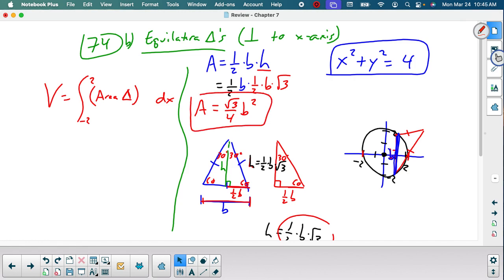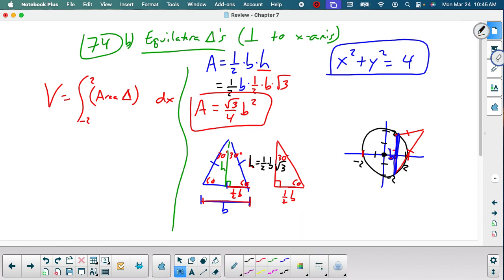So that's one triangle. Now, the last thing that I need to know is, how do I find the base? Well, the base of this triangle, going back to my picture over here, is the distance between the top of it and the bottom of it. And because I'm doing this in terms of dx over here, I want to take this equation and solve for y. So if I solve for y, I'll subtract my x squared over, and that'll be y squared. But then I'm going to take the square root of both sides, and so I'm going to end up with plus and minus the square root of 4 minus x squared.